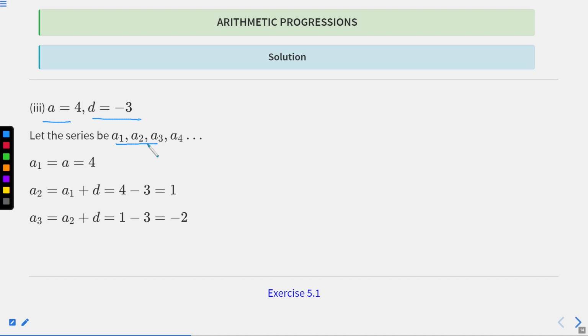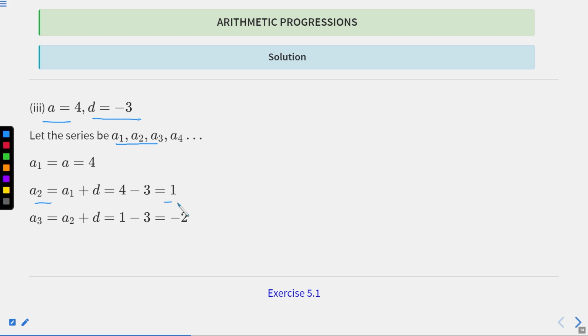Now the second term A2 is equal to the first term A1 plus D. Here the first term A1 is equal to 4 and the common difference D is equal to -3. So A2 is equal to A1 plus D, that is equal to 4 minus 3, that is equal to 1. So the value of A2 is equal to 1.